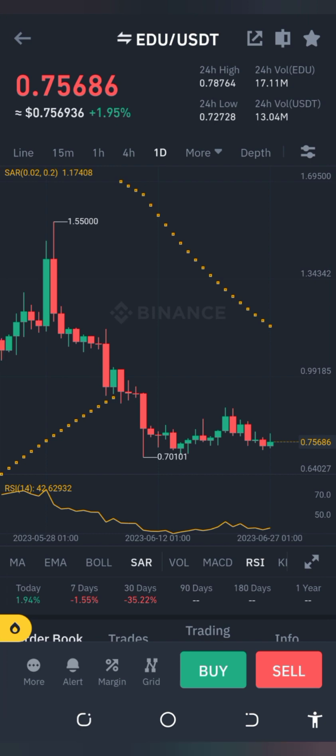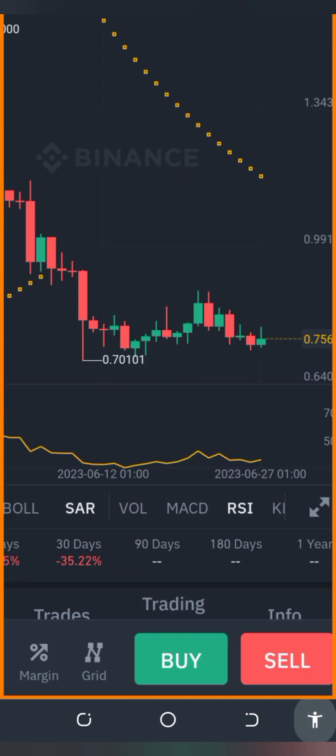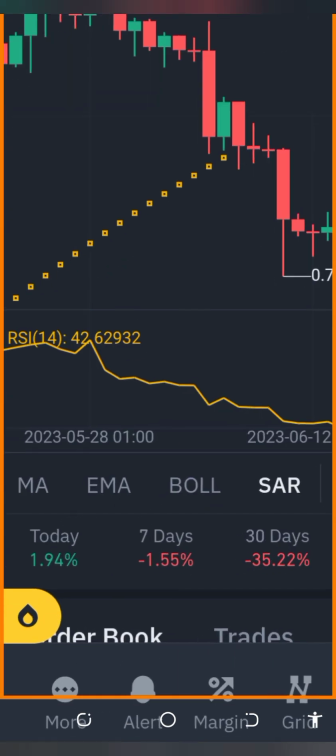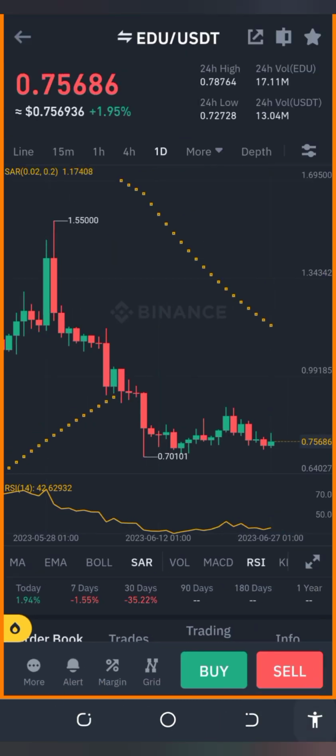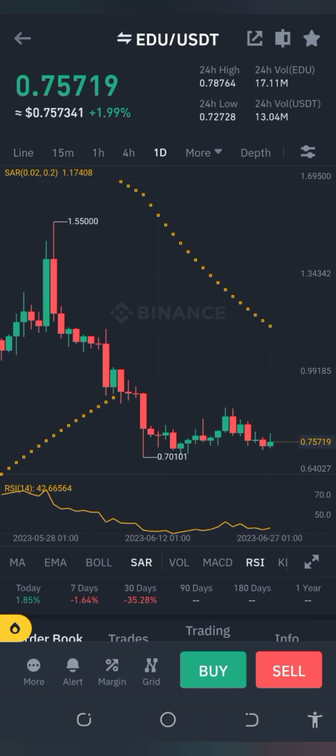And not only that, if you look at the RSI, the RSI is currently at 42. So that means it's in lift mode, okay? So I would say, let's go with it.